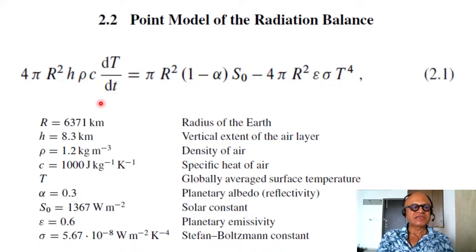Unfortunately, we also use C next as cloud cover, but just note that this is a Greek symbol C. So dT/dt is the time rate of change of temperature, and if we set this to 0, then we get the equilibrium solution like we had before with emissivity. So radius of the Earth, vertical extent of the air, density of the air, specific heat of the air, globally averaged surface temperature, planetary albedo, solar constant energy coming in at the top of the atmosphere, planetary emissivity, and the Stefan-Boltzmann constant.